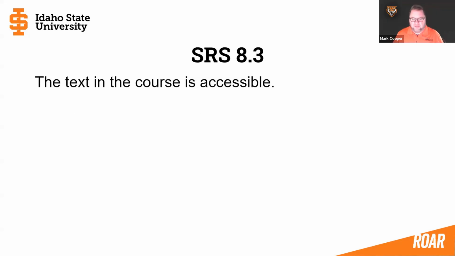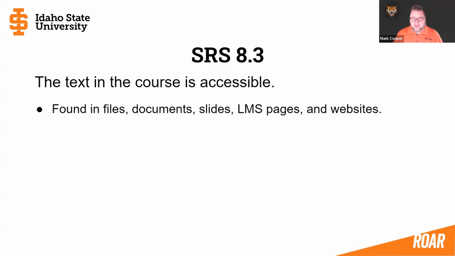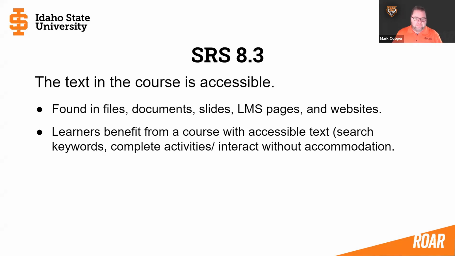Specific Review Standard 8.3 states that the text in your course should be accessible. So what does accessible text look like? Accessible text can be found in the files, documents, slides, learning management system pages, and websites that are in your course. And your learners will benefit from a course with accessible text because it allows them to search keywords, for example. They can also complete activities and interact with their peers without the need for an accommodation.